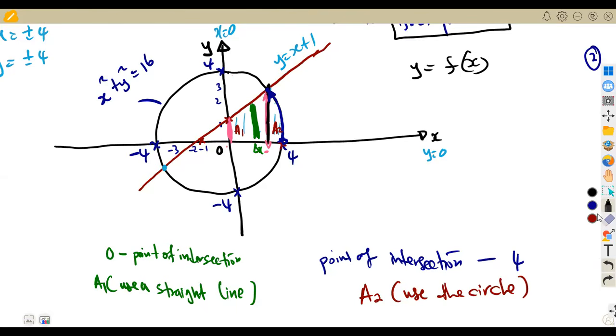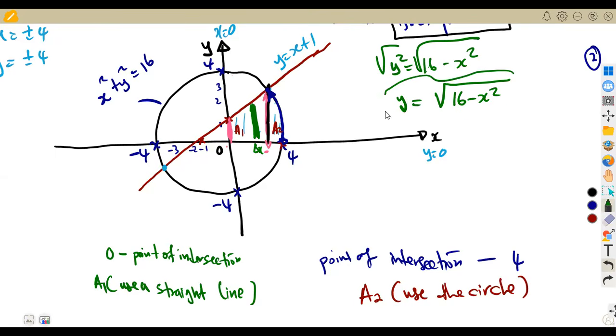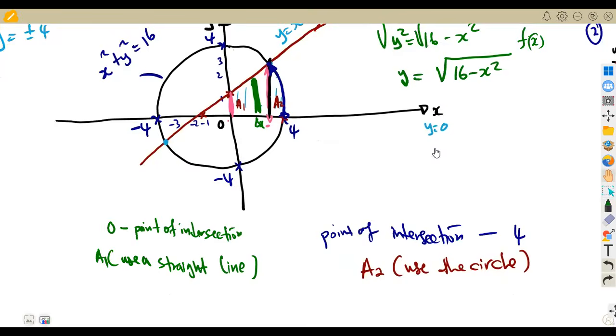So we make this the subject. It means that y squared is equal to, transposing x squared to the other side of the equation, it will be negative, so that will be 16 minus x squared. Then determine the square root. That will be y is equal to the square root of 16 minus x squared. So this is the presentation of the equation of a circle in the form of y is equal to f of x, where this is our f of x. So that means we can determine our area.